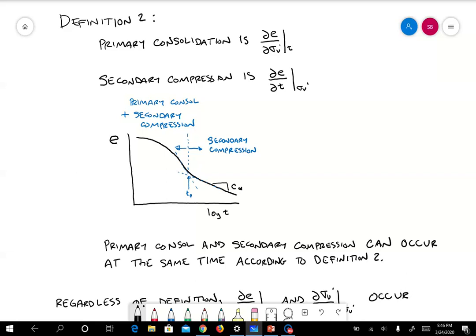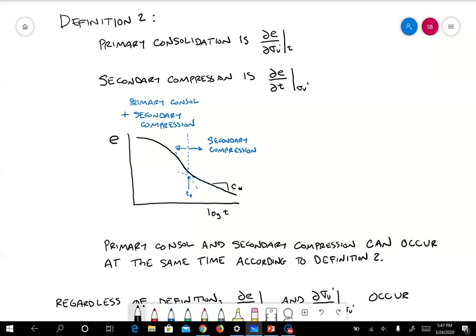Now in this case, the part that occurs before the end of primary consolidation is actually a mix of primary consolidation and secondary compression, because both of these components act at the same time. On the other hand, once the d sigma v prime dt term goes to 0, we're only left with the dE dt term at constant sigma v prime, so you only have secondary compression happening here.